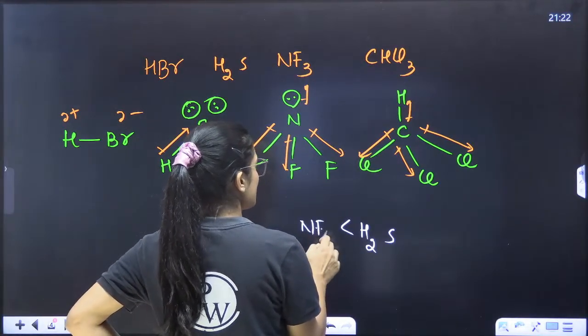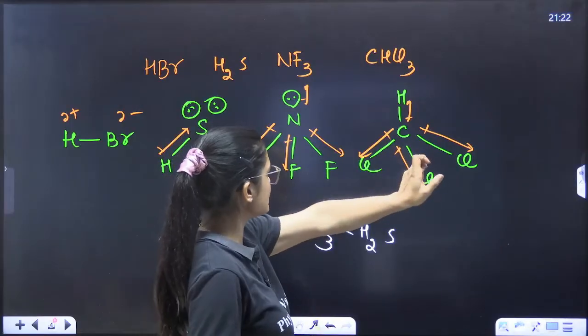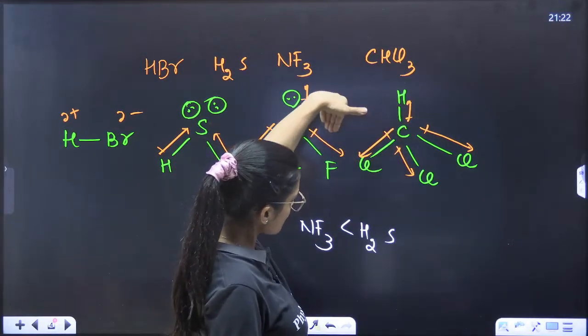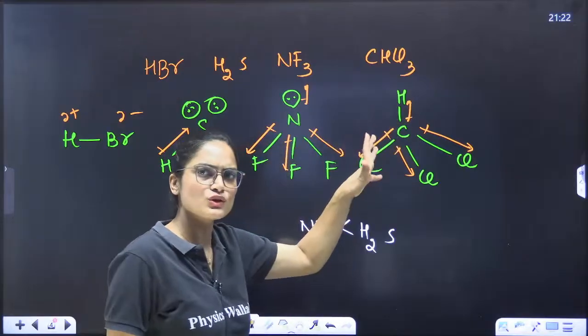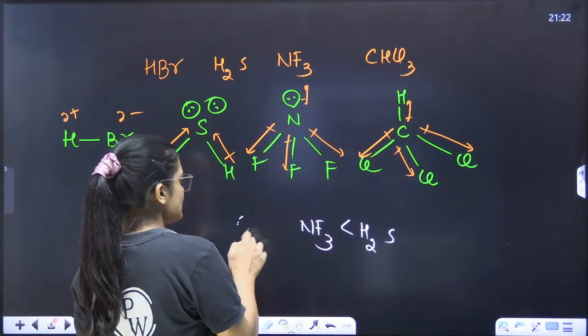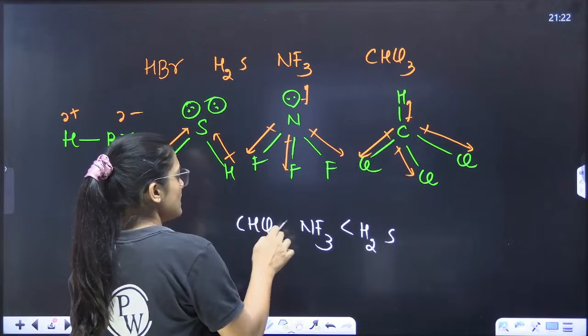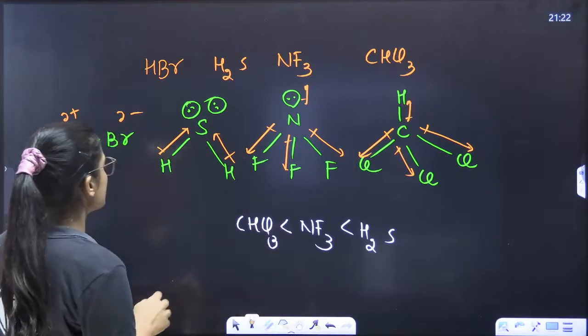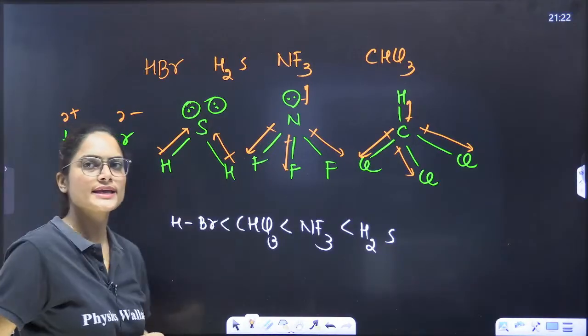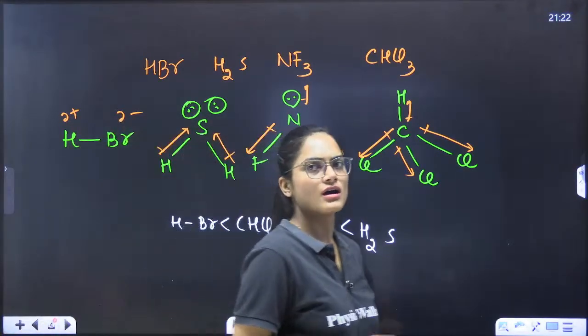Now let's talk about CHCl3. In case of CHCl3, the resultant is in this direction, but this one is in opposite direction. So somewhat cancellation will take place over here, and there is no lone pair. Then we have CHCl3. After that, we have the next one, which is HBr, the least one, as it has only one bond, which is polar.